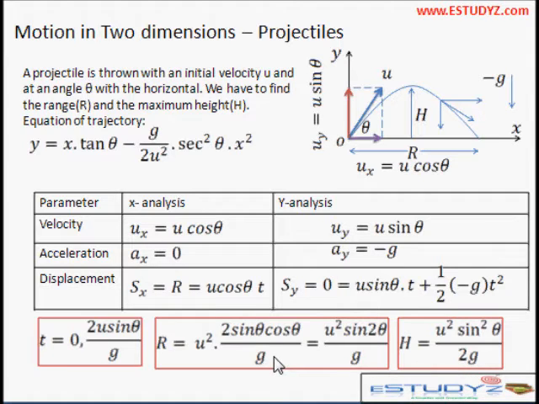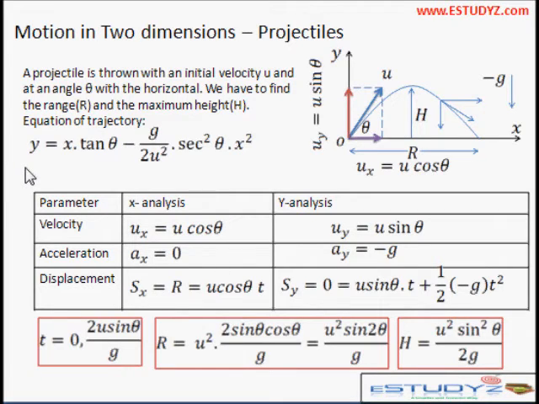Use some trigonometry here, and h can be found out by just replacing the value of t with half of t, because we know that this total journey is symmetrical, and at t by 2 the projectile would be at the maximum height. So you'll get the value of h as u square sin square theta by 2g.